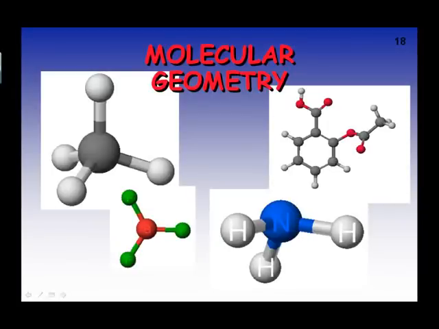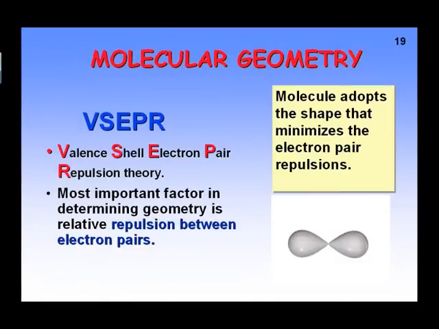Once the Lewis dot structures are drawn for the molecules, you can then begin to determine the shape or the molecular geometry. Now, the molecular geometry is described by a theory called the valence shell electron pair repulsion theory. Basically, this theory says that the lone electrons on the center atom of a molecule will cause repulsion, and that repulsion then will result in some kind of three-dimensional shape.